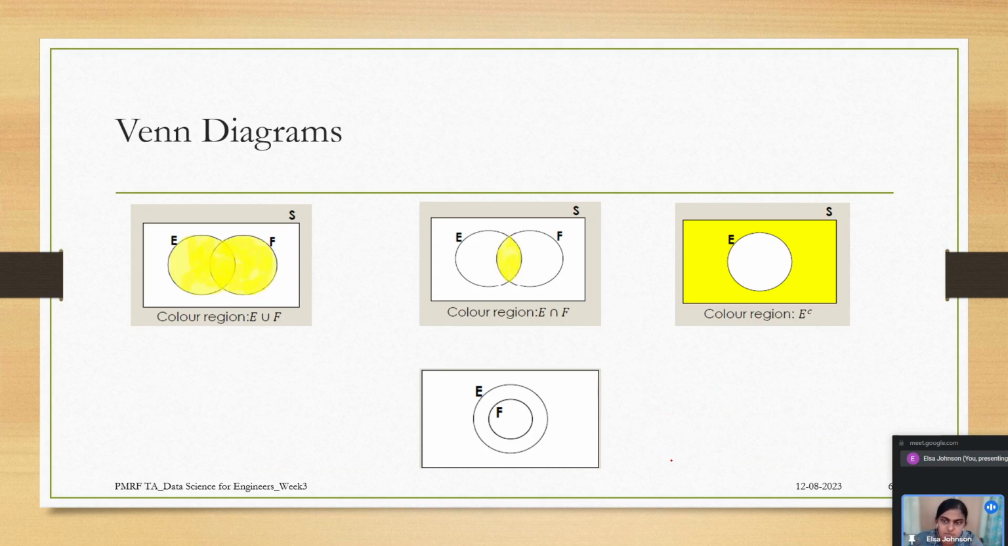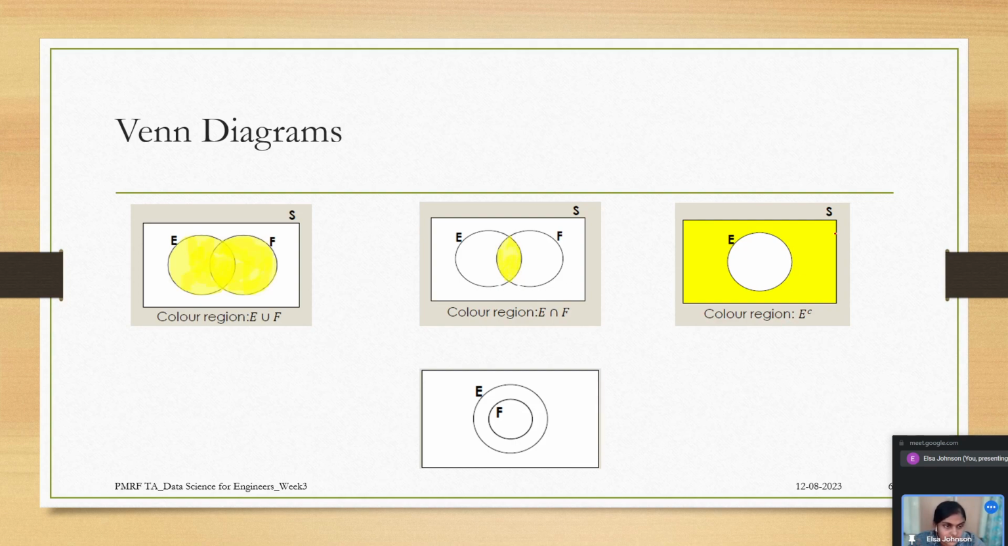Next, how will you represent this in Venn diagrams? Here you can see S denotes the sample space, E is one type of event and F is another type of event. The colored region here shows E union F. That means both events are occurring and they have some intersection also. Now if you want to see where the events are happening together in both the sets, E and F, the colored region shows the intersection.